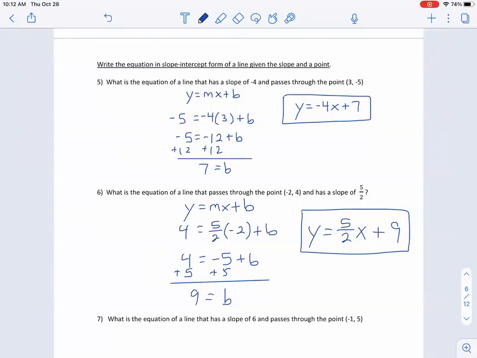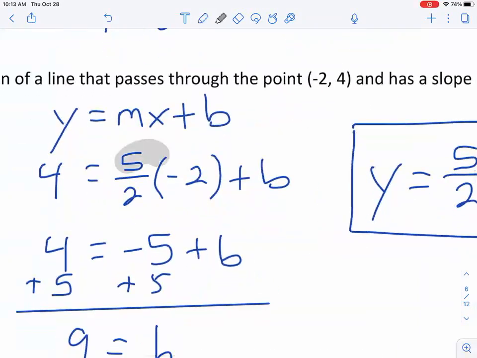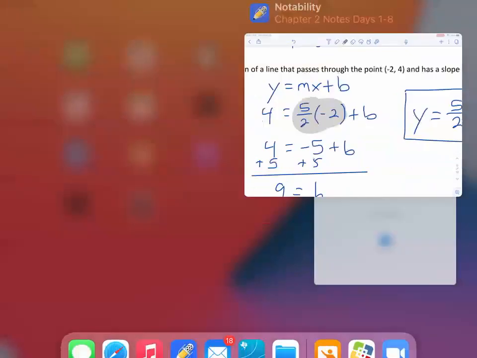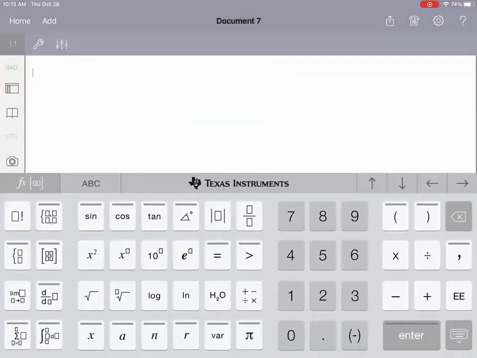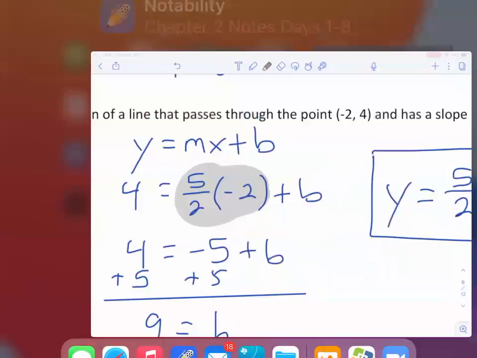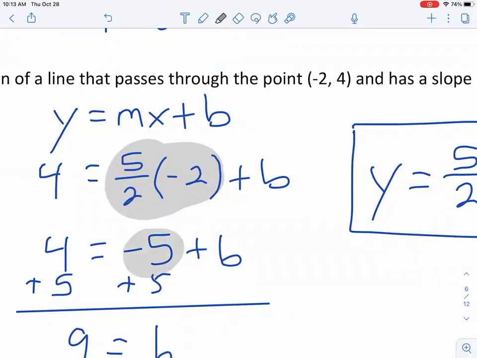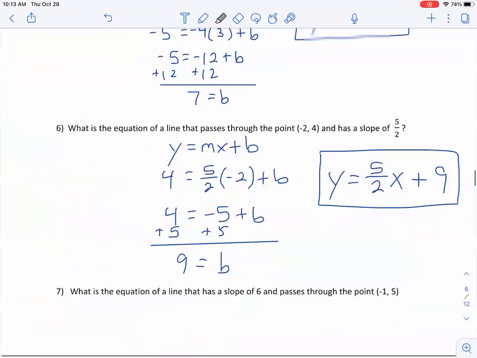All right, any questions on either of those? What did you do with the 2? Yeah, so what I did was I just multiplied 5/2 times -2. So you could do that a bunch of ways. I mean, if you just want to pull up your calculator and just do 5/2 times -2, that's going to give us -5, okay? So I just multiplied those things, and then that became -5. All right, good question. Anything else?